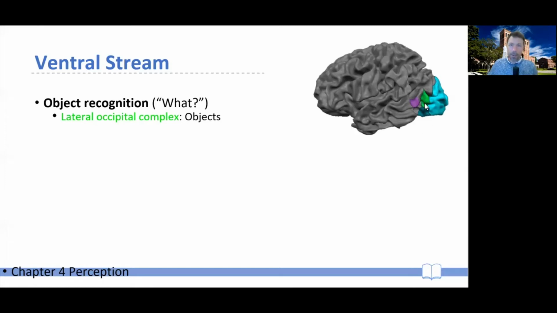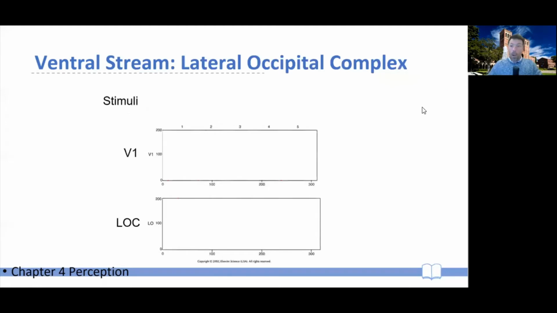There is one particular area, which I have highlighted in green right here, known as the lateral occipital complex. And this part of the brain is very important for recognizing simple everyday objects. One very beautiful demonstration of this is an fMRI experiment in which participants were shown different types of stimuli. In fact, stimuli that had objects in them, and the images were of different amounts of integrity.